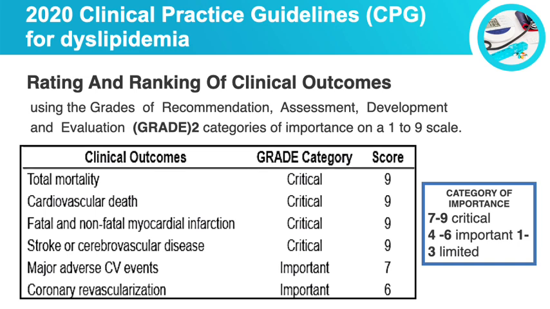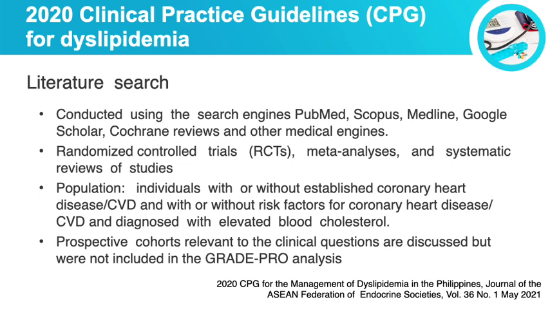So the important clinical outcomes that were considered in this guideline are total mortality, cardiovascular death, fatal and non-fatal MI, stroke or cerebrovascular disease, which has a grade category of critical. Major adverse CV events and coronary revascularization are important clinical outcomes as well.